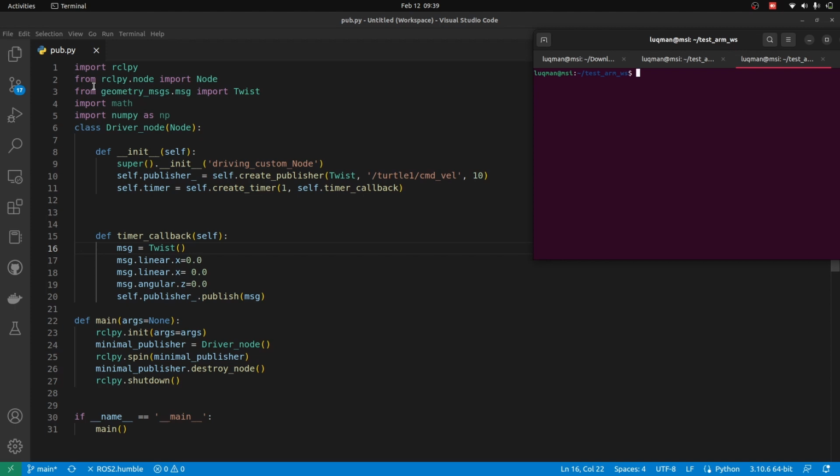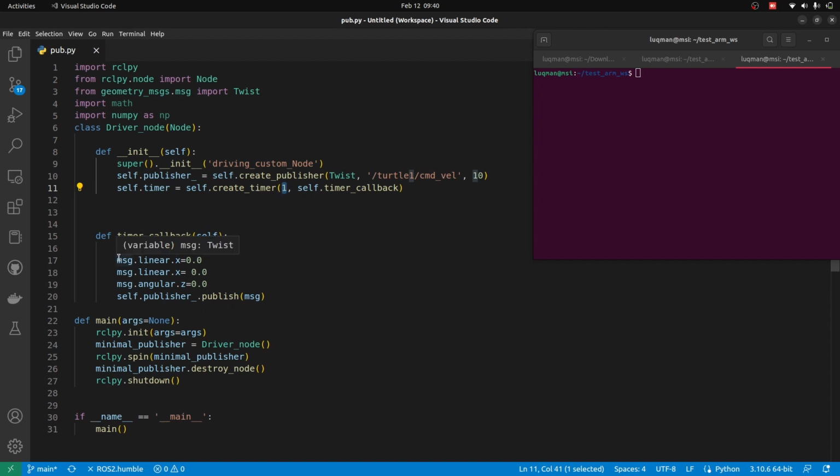We have a code here that is a Python node in a ROS2 package that is importing the required libraries. Driver node is the class, the main function is called, and it publishes on turtle1 command velocity, which means it is going to be publishing a message that drives the robot. The next thing is it is calling the timer callback function, which is going to publish the data every 1 second.